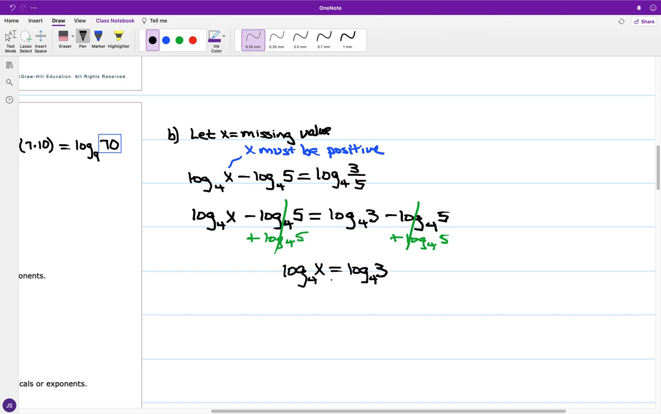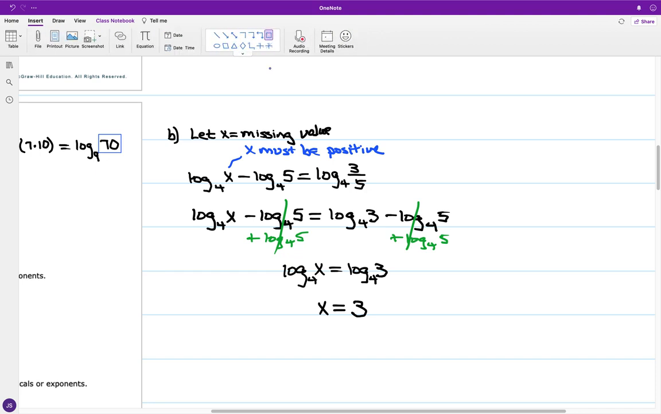And if you notice, I have single terms, just like before with exponential equations with a like base. If I had single terms and the same exponential base on both sides, I can set the powers equal to each other. Well, here we have individual logarithmic terms in the same base, and I can go ahead and set the arguments equal to each other. And so it's going to follow for the missing value. We're going to have x equal to 3, so x will be the result for what we have in the case of part B.